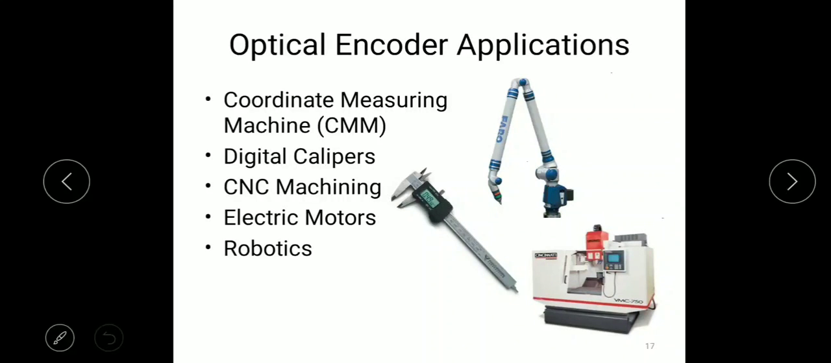In applications, we have the coordinate measuring machine, CMM, CNC machines, digital calipers, electric motors and robotics. So we can say there are a number of applications. Already we mentioned motorbikes and cars, and in industry all the motors. In the lab, encoders are required to measure the speed of any motors.